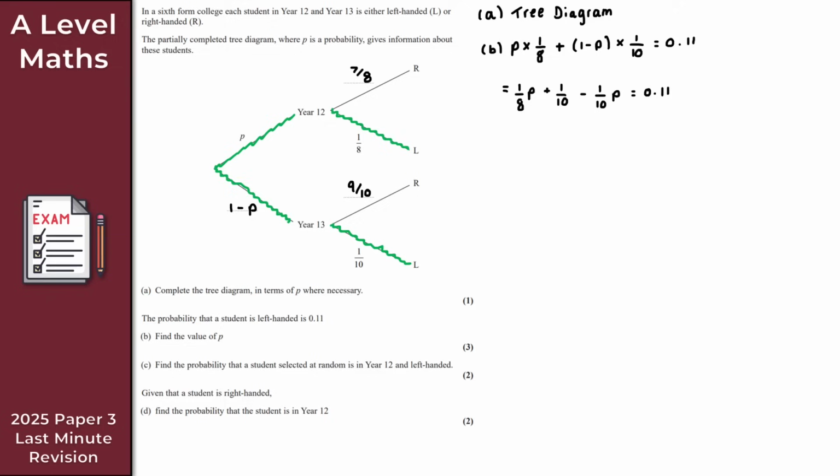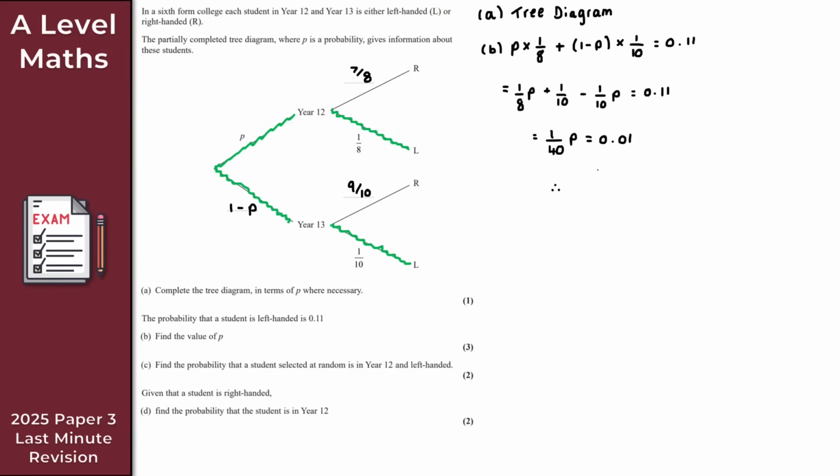So let's just simplify here then the left-hand side. So 1 over 8p minus 1 over 10p, that gives us 1 over 40p. To get 1 over 40p, what I'm also going to do here then at the same time is subtract 1 over 10 off both sides here, right? So 0.11 minus 0.1, that gives us 0.01 there. Okay. And then finally, to finish with here, you just want p, right?